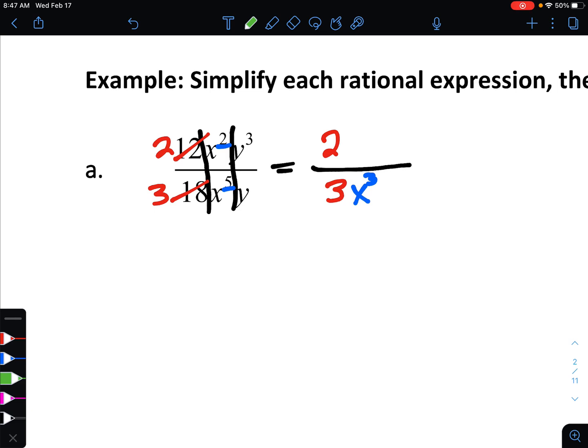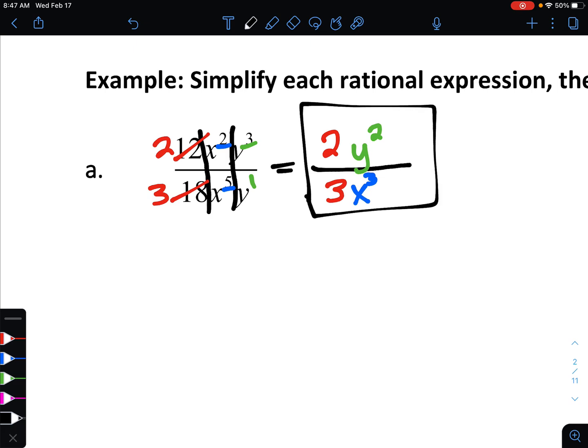For our last variable y, we've got y to the third in our numerator, y to the first in our denominator. If we subtract, 3 minus 1 is positive 2. Since it's positive, we will put y to the second in our numerator. At this point, notice that all of our bases are only listed just once. We only have one x variable, we only have one y variable, and the numbers can no longer be simplified. That means that we are done simplifying. There is our final answer.